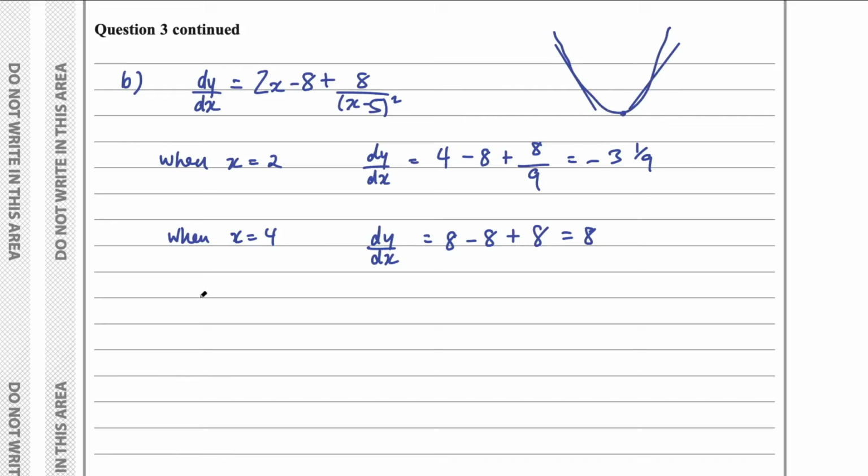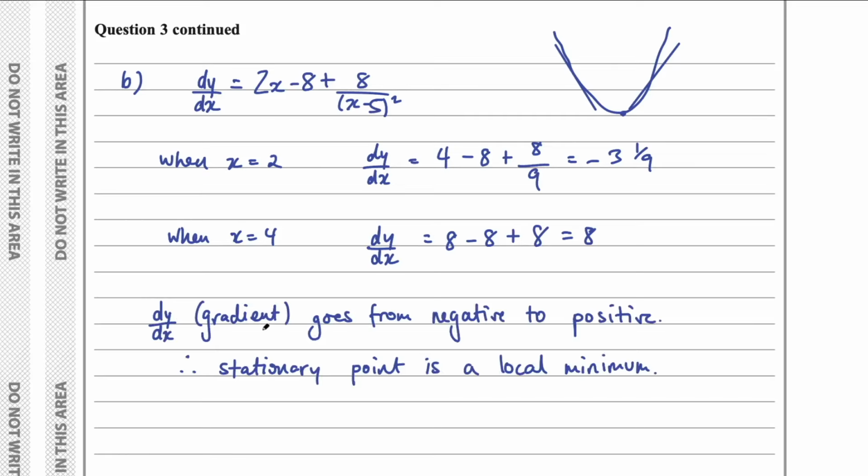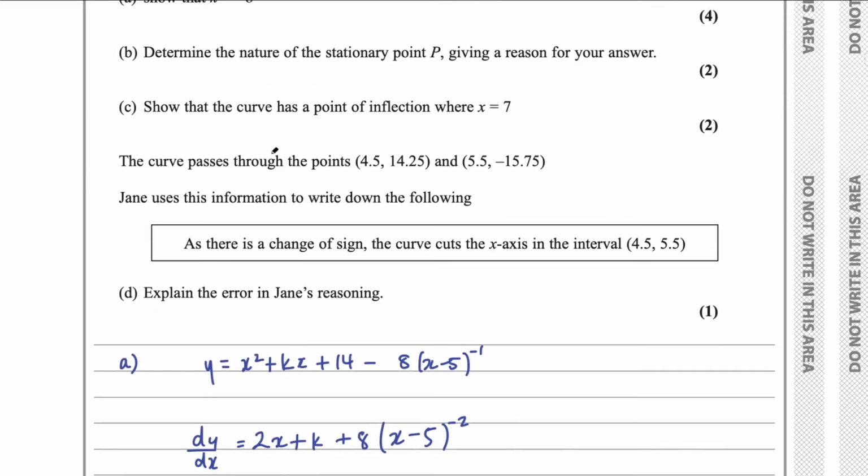So I'm going to go ahead and summarize that in a couple sentences. So dy/dx, or the gradient, goes from negative to positive, therefore the stationary point is a local minimum. Part C says show that the curve has a point of inflection where x equals 7.